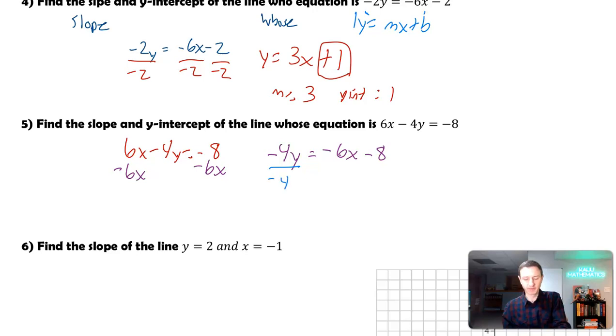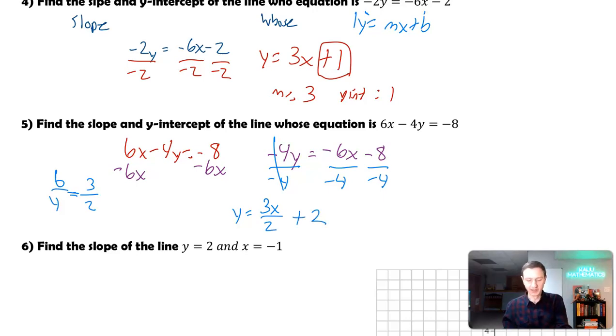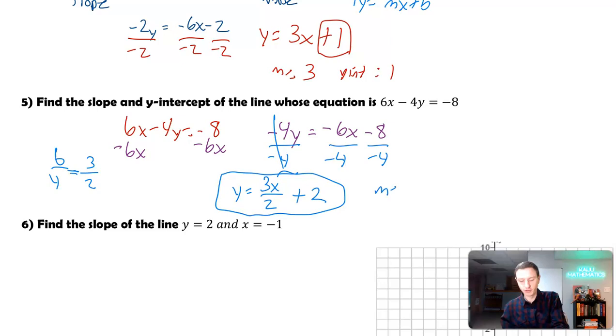Next, I would divide by negative 4. I get y equals, so the negative 4's cancel. That's why we divided by negative 4. Then I have negative 6 divided by negative 4. Negative over negative makes that a positive. We have the fraction 6 over 4, which simplifies. 2 goes into 6 three times, 2 goes into 4 twice, so 3 halves. Negative 8 divided by negative 4 is positive 2. So y equals 3x over 2 plus 2, making our slope 3 over 2 and the y-intercept positive 2.